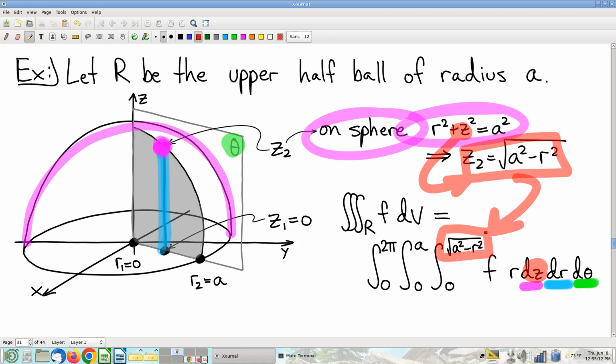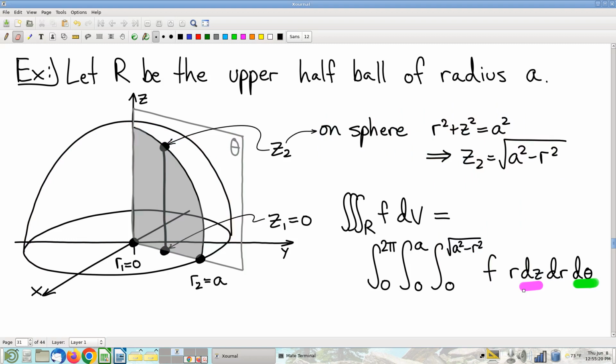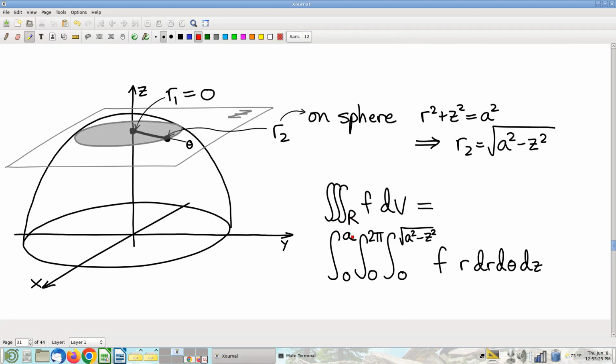Everybody comfortable with that part? Okay. Good deal. Okay, so things are a little bit different if you slice in the other order, and I'm not going to go through all the details on this because it's the same example. I just want to focus on the interesting part.